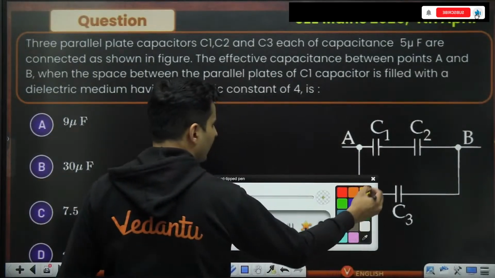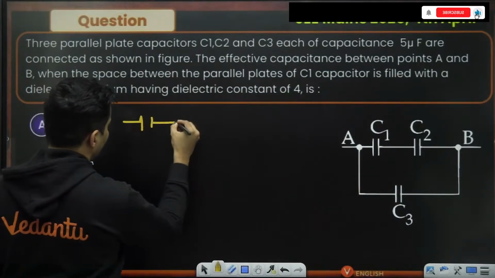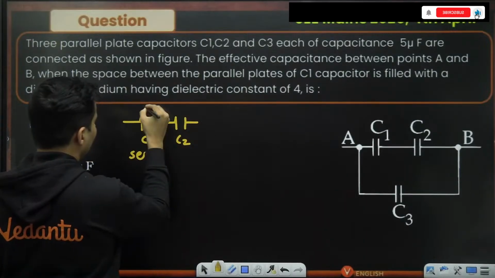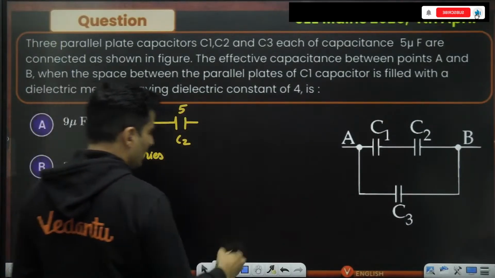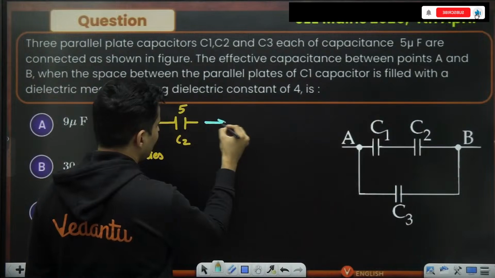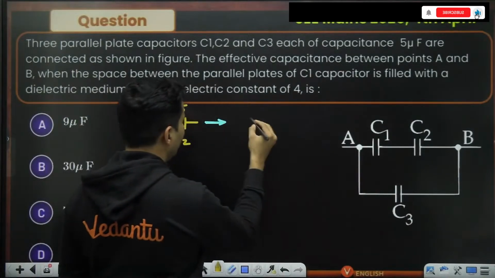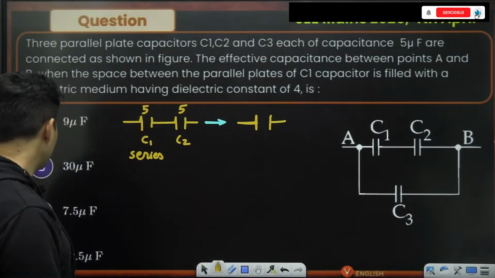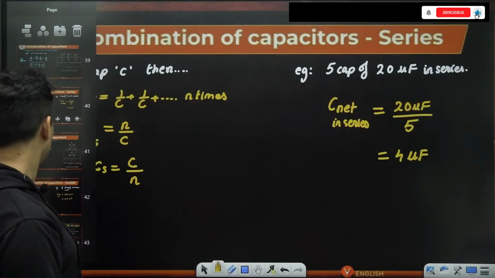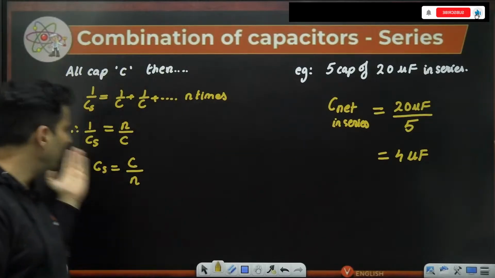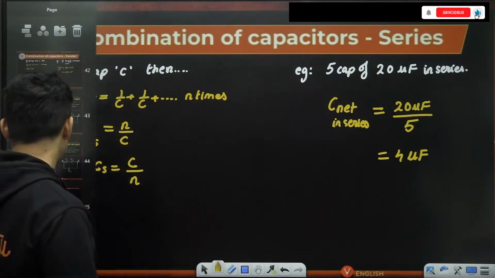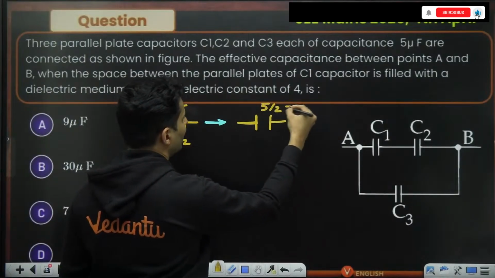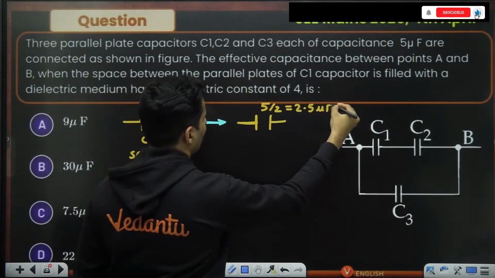As one can see clearly, C1 and C2 are in series and both of them are 5 each. So if I have to convert them into a single capacitor, what did I just tell you? For series, you just divide by the number of capacitors. In this particular scenario, there were 2 capacitors, so this will be nothing but 5 by 2, which is 2.5 microfarad.